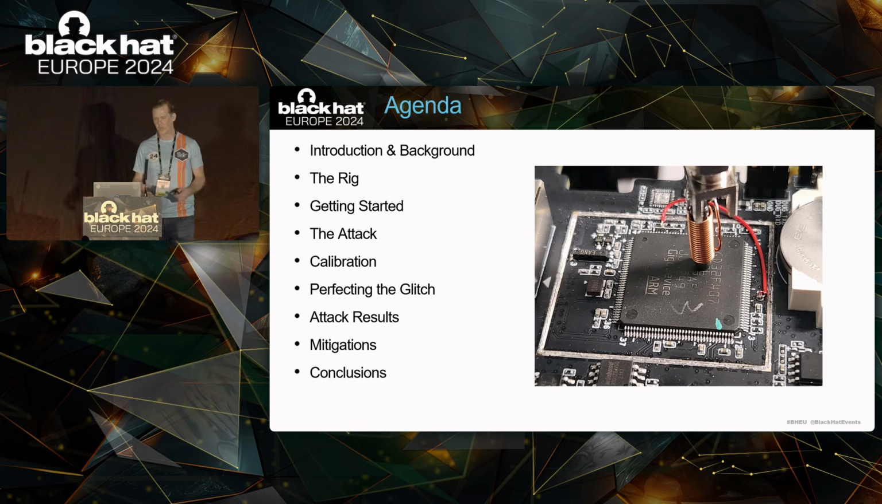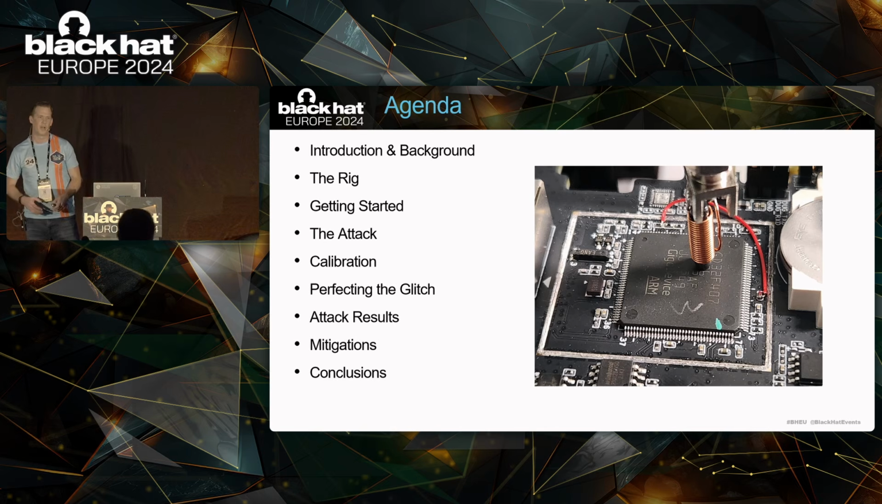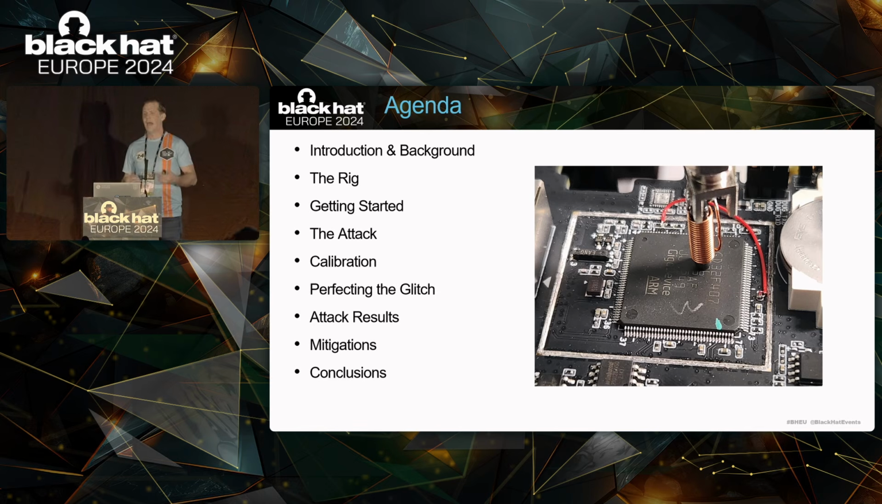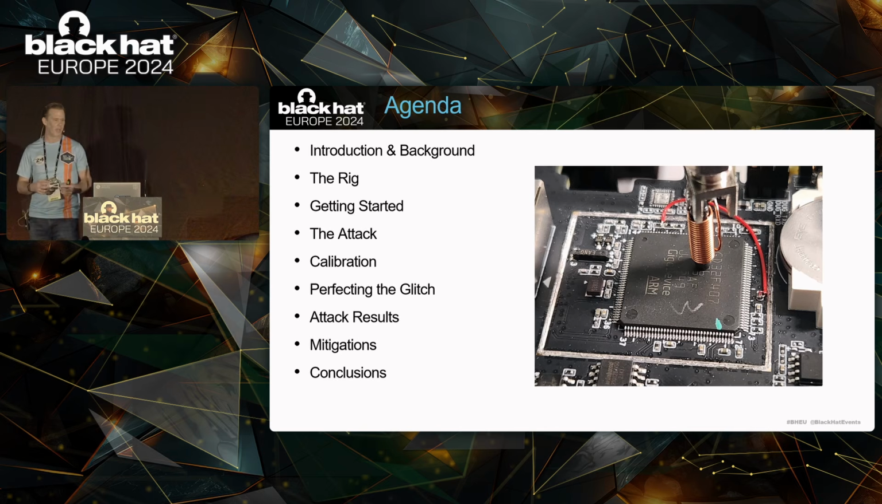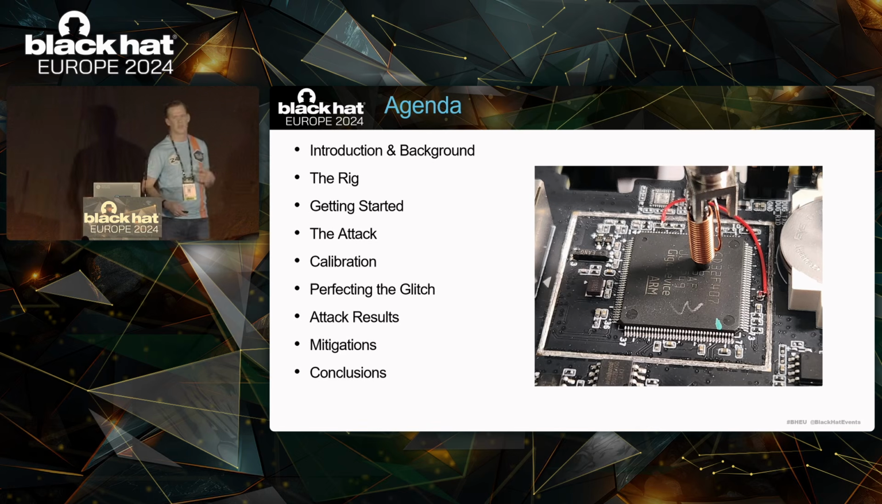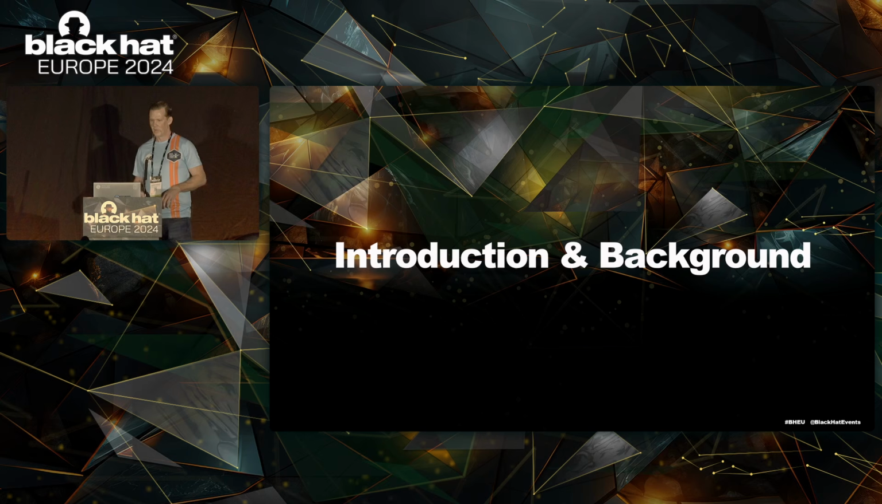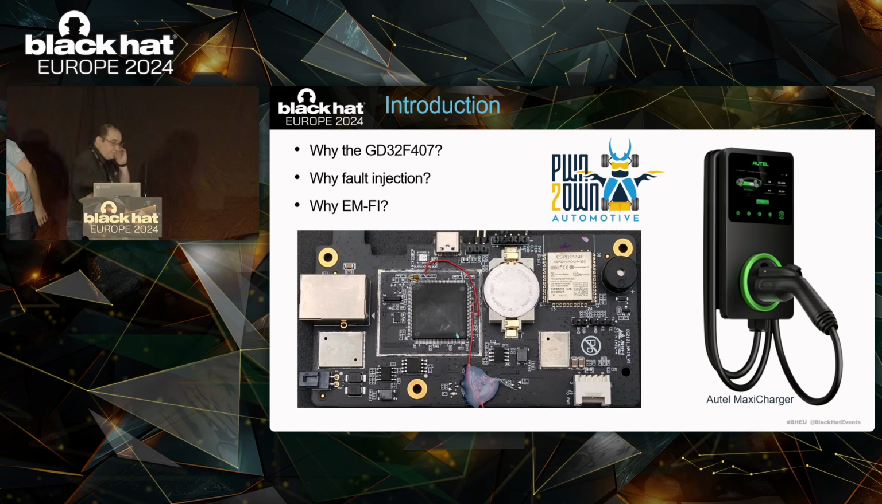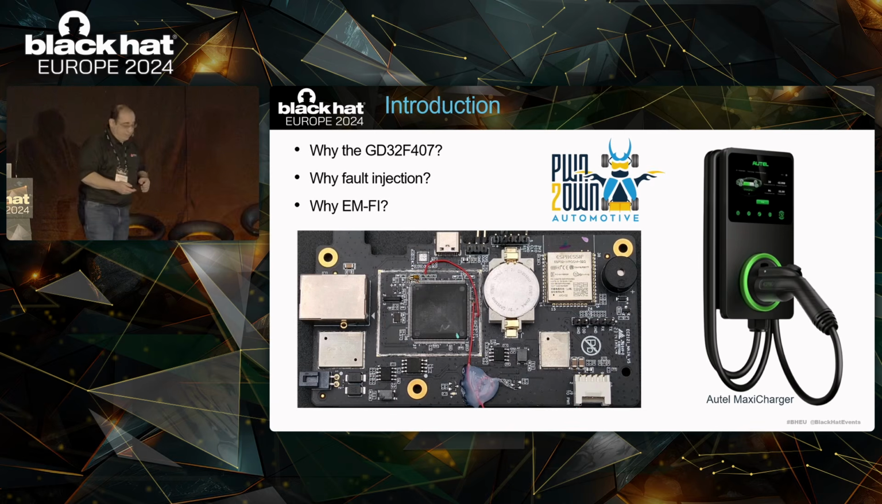Thanos is going to go through an introduction, give you a little background. He'll talk about how to get started in glitching, the attack we designed, and then I'll jump in and talk about actually executing the attack, how you can go about calibrating your system and optimizing it. We'll talk about some of the results and some mitigations and come to some conclusions. So I'm going to hand it over to Thanos here, and he's going to give you a little bit of intro and background. Thank you, Jonathan, and welcome everyone.